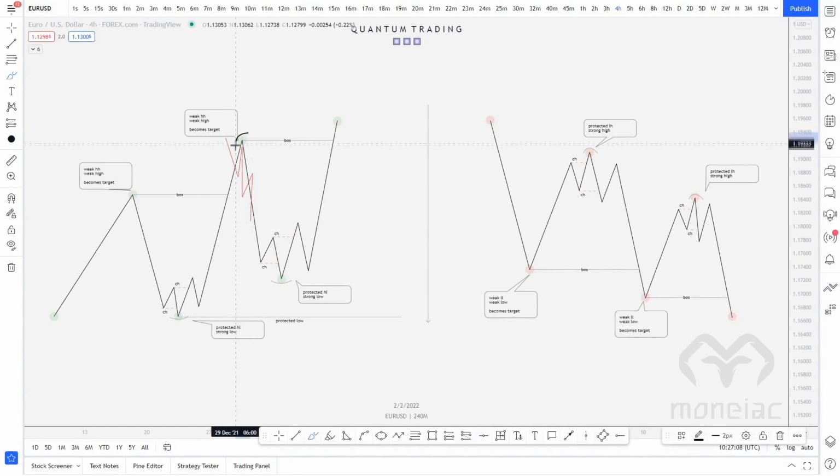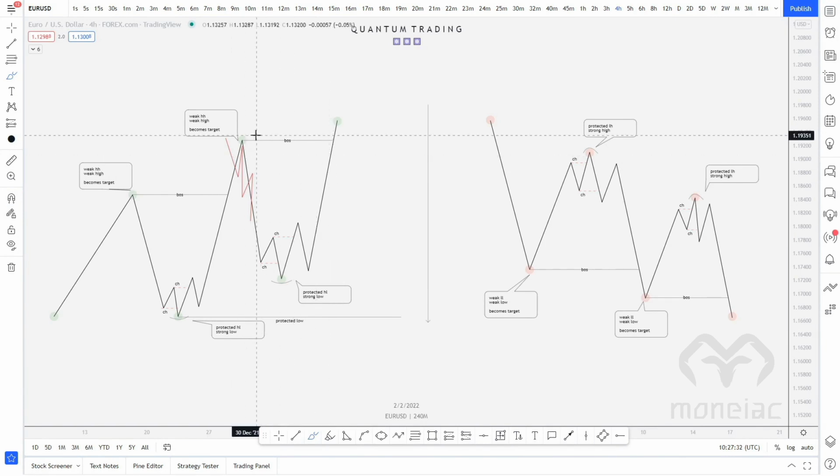But what we have here is a weak high. Now we have the expectation, and we'll go into it deeper in expectational order flow, that with this weak high, this is currently our target. So we have that expectation that this high is going to get ran because it is weak. When it comes to protected highs and lows, they're areas that, as long as the given trend is to remain, that low or high should not get broken.